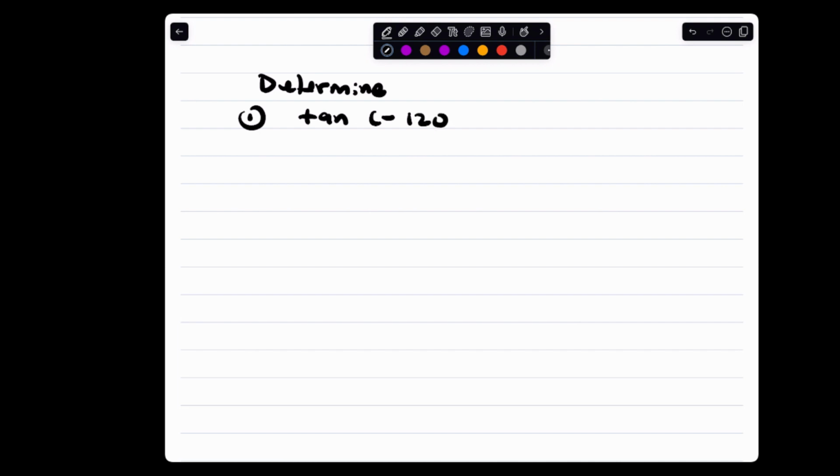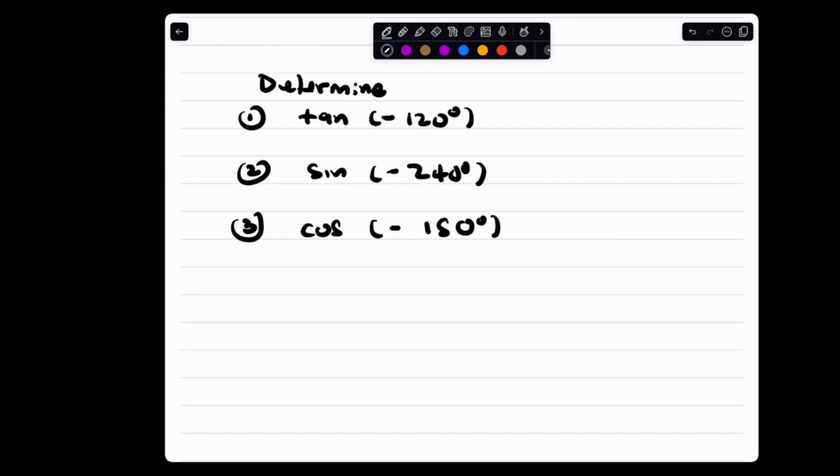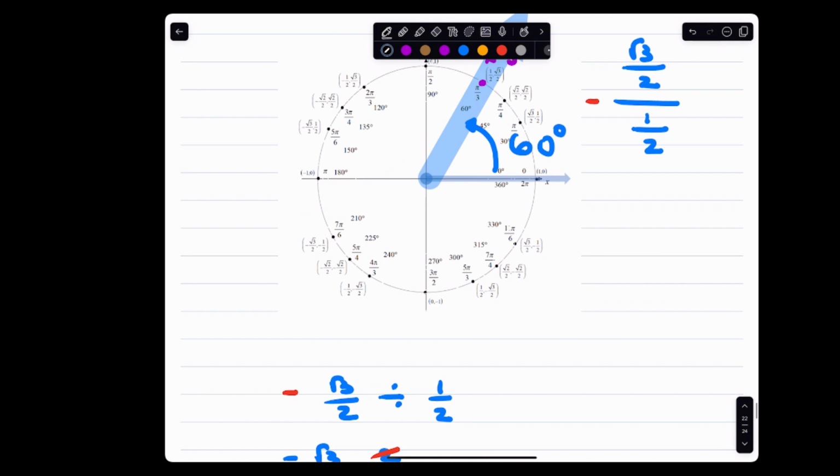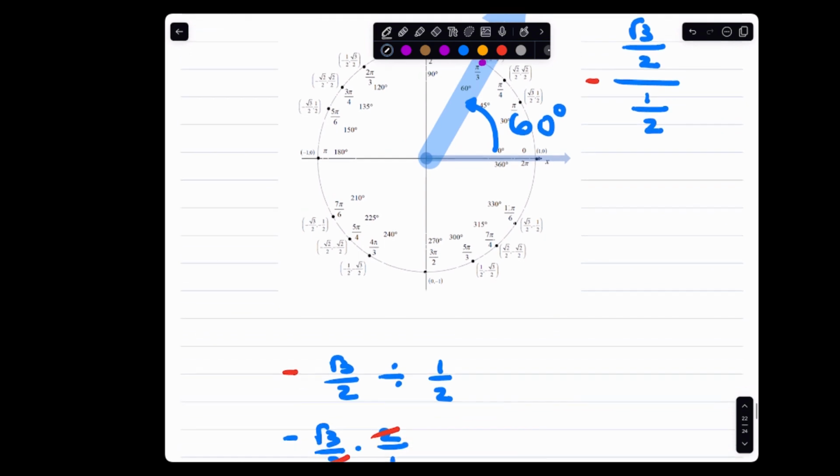Tangent of negative 120 degrees, sine of negative 240 degrees, cosine of negative 150 degrees, 4. Tangent of negative 300 degrees, 5. Sine of negative 330 degrees. Cosine of negative, let's look at the circle. How about 225 degrees?